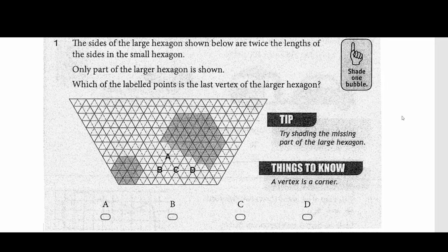Okay, and let's have a look here. So this larger hexagon is twice as big as this smaller one. So the length here, we've got 1, 2, 3, 4 along the top there, and here it's 1, 2, which makes sense because this bigger one here is 2 times as big.